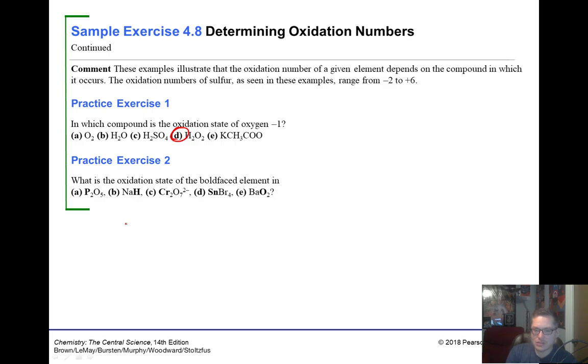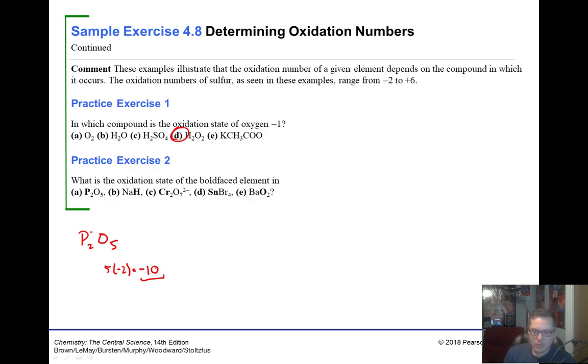All right, what is the oxidation state of the bold-faced elements in each of these? So we have P2O5. Now, remember, oxygen, unless it's in a peroxide, is always going to be -2. So each of these oxygens is -2, there are 5 of them, so overall it's -10.